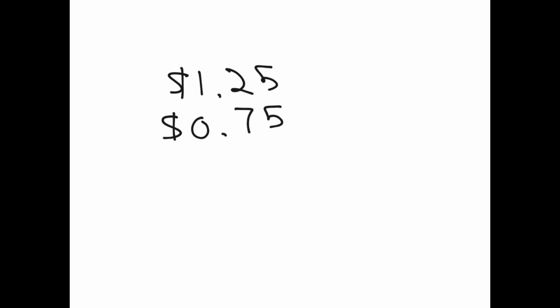Let's do number 3. It says the parking lot charges $1.25 to park a car for the first hour. It charges 75 cents for each additional hour. How much does it cost to park a car in the lot for 3 hours? Well, let's go ahead and add each of these hours up. So the first hour is going to be $1.25. The second hour is going to be 75 cents. And then the third hour is again going to be 75 cents. We're going to add them up.